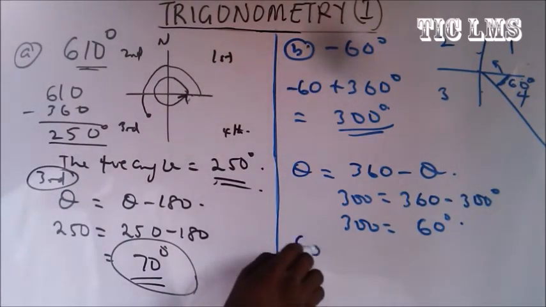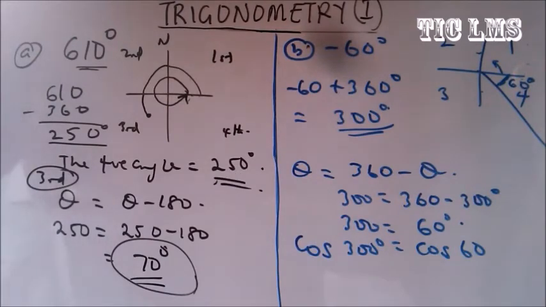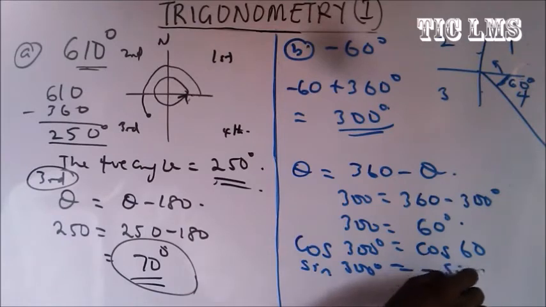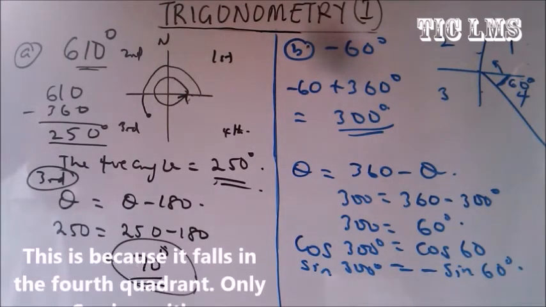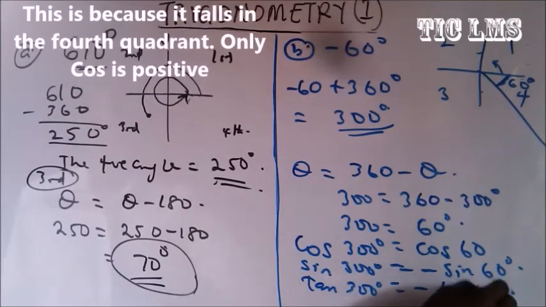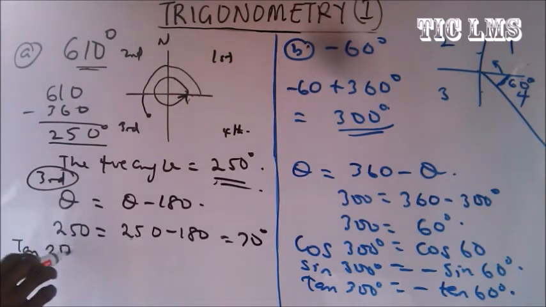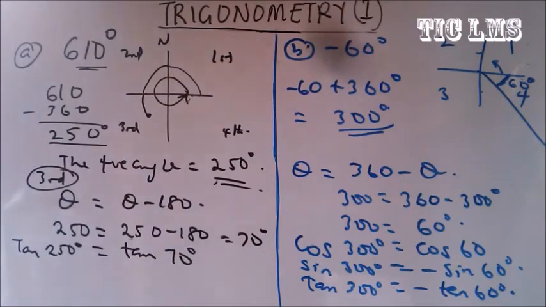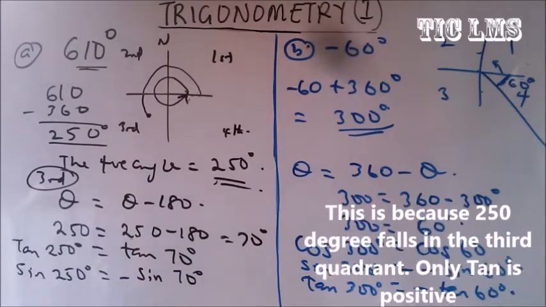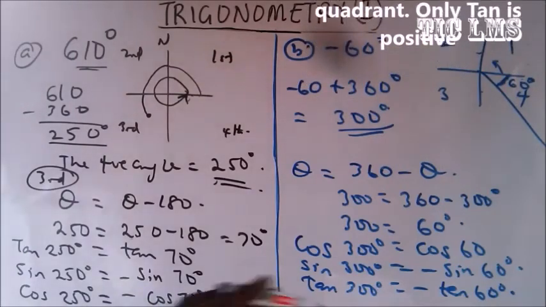We are saying that cos 300 degree equals cos 60 degree at this point. But if you are dealing with sine and tan, we will have it that sine 300 degree equals minus sine 60 degree. And if you are dealing with tan, it will be tan 300 degree equals minus tan 60 degree. If you come back to this, it gave us 70 degree, right? And so what we can arrive at here is that since it stopped at the third quadrant, we will have it that tan 250 degree equals tan 70 degree, or sine 250 degree equals minus sine 70 degree, or cos 250 degree equals minus cos 70 degree. That is what all this means.